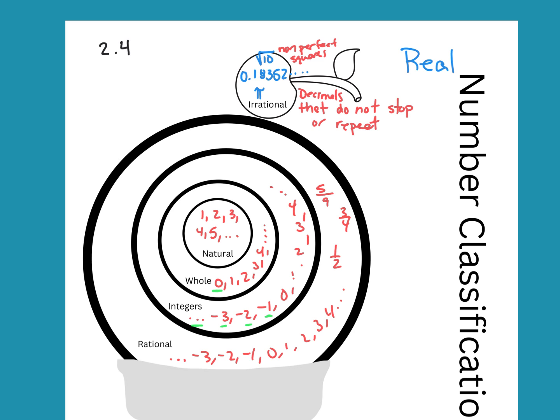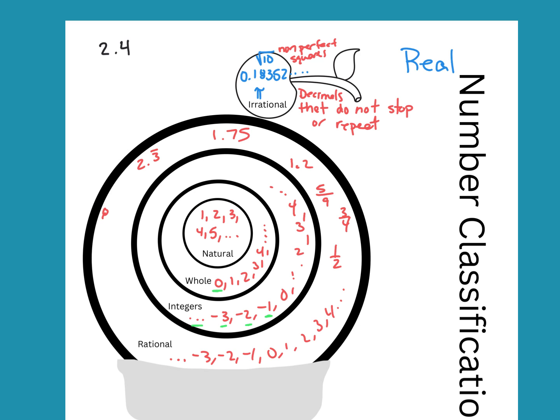Decimals that stop, like 1.2. There's nothing else to it. It stops after the 2. That's rational. Or 1.75. It stops after the 5, so rational. Or it could be repeating decimals. So 2.3 repeating. I know what comes next is going to be another 3, and then another 3, and then another 3. So it's rational. It makes sense to me. I know what's going to come next.